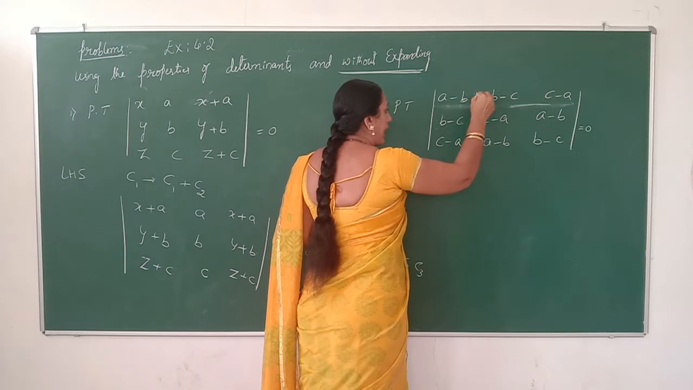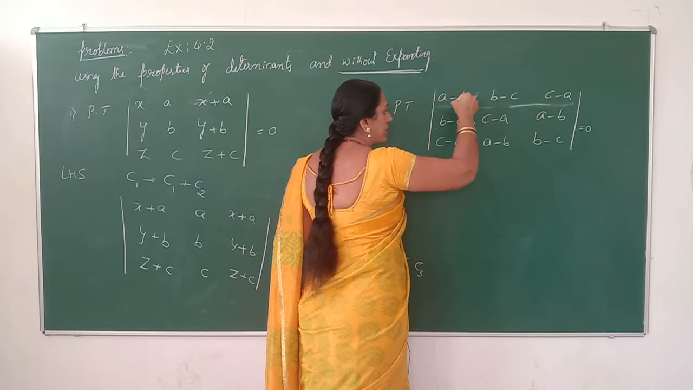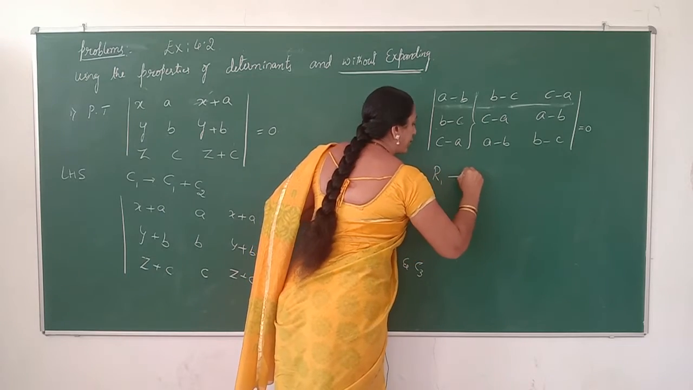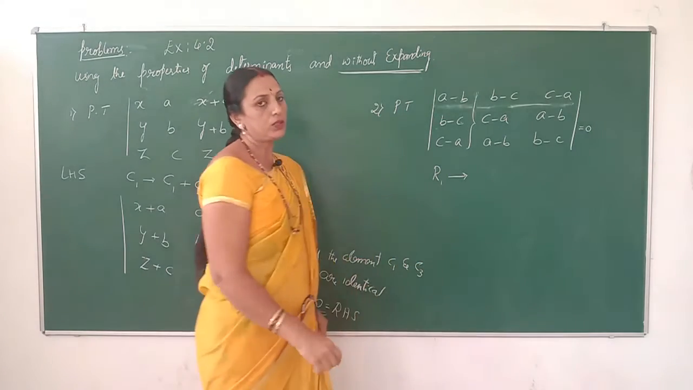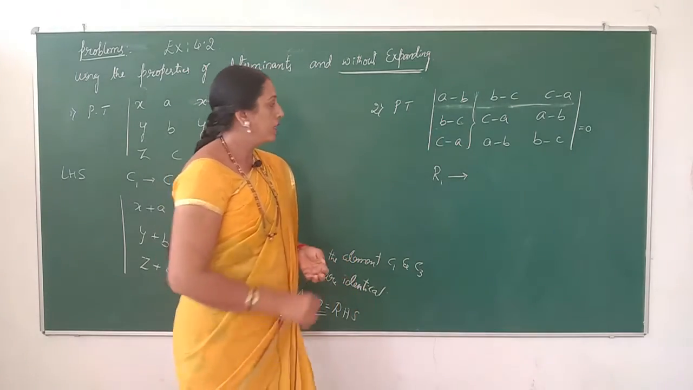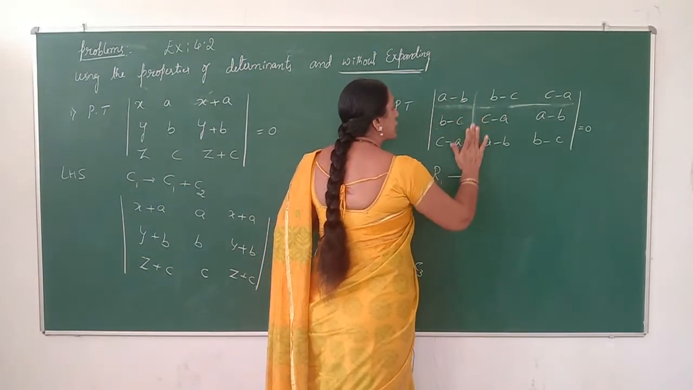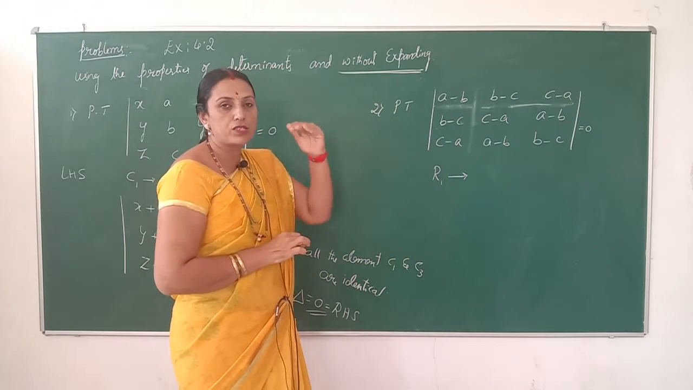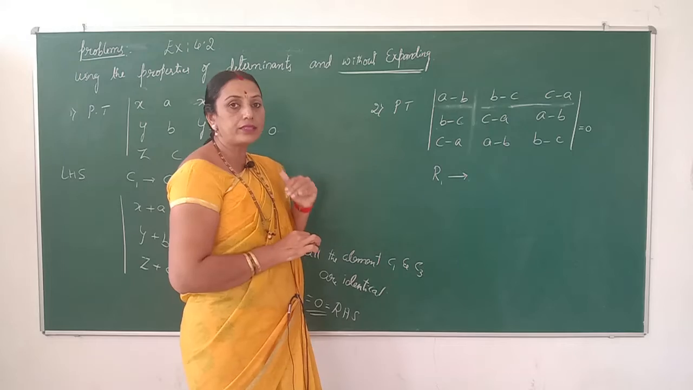Suppose we add like this, these elements are added with each other, now it can be operated row wise. So if these are the corresponding elements of the first row, second row and third row.